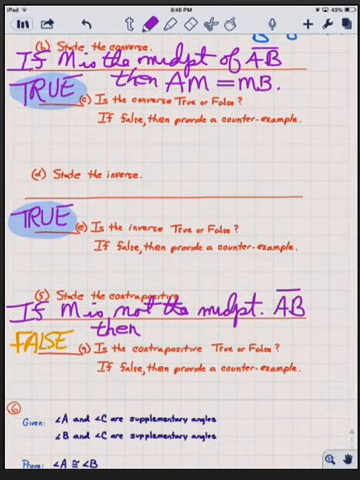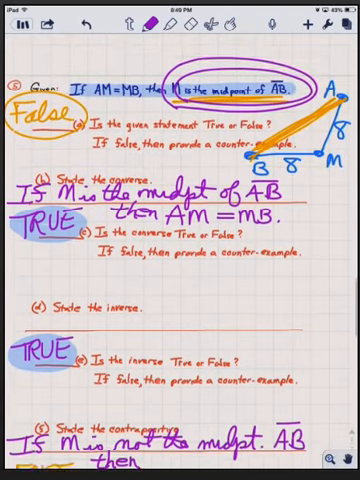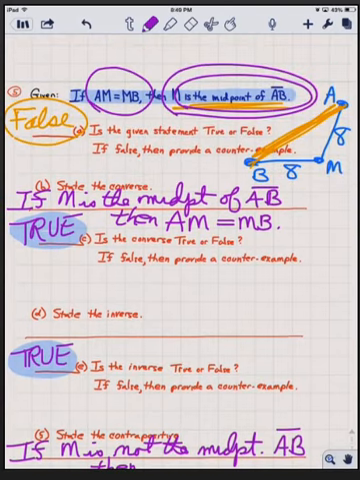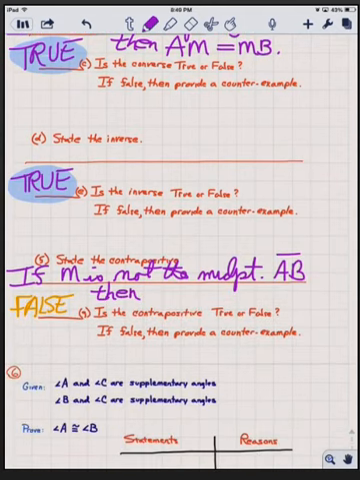So notice we inserted the word not. Now if the original sentence has the word not, you're going to remove it. You're not going to make a double negative out of it. Or if something's unequal, you're not going to say not unequal, you're going to say equal. You're going to state the negation. And the new conclusion is going to be the original hypothesis, AM equals MB, also negated. So I'm going to say AM is not equal to MB.